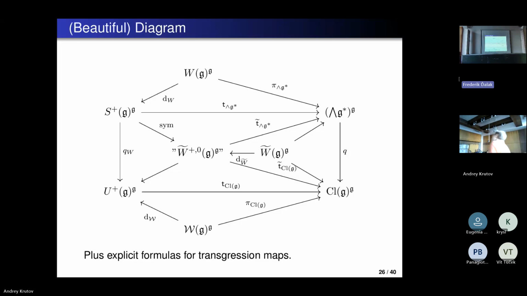But it's a nice generalization. Basically, we're using the universal property of these algebras and some homotopy methods. So we construct a lot of homotopy operators.